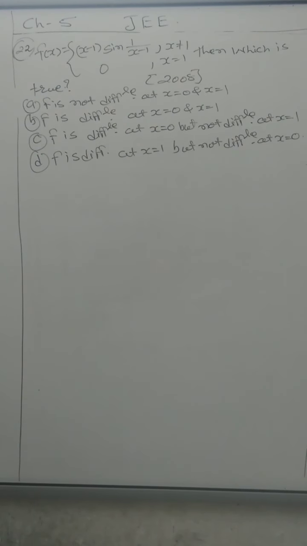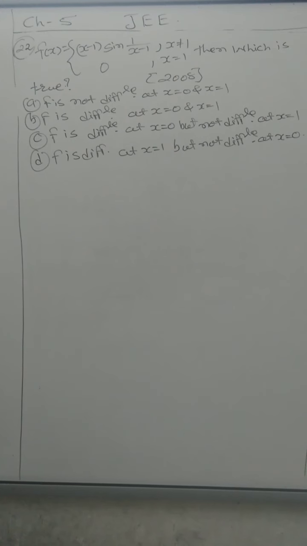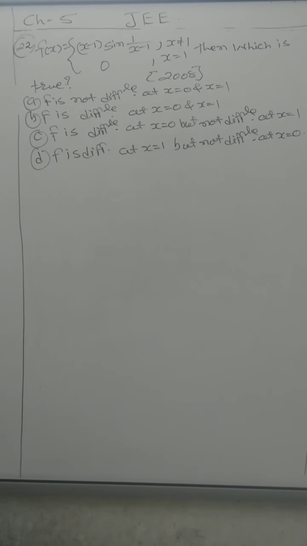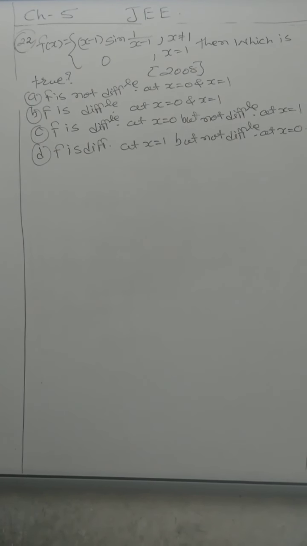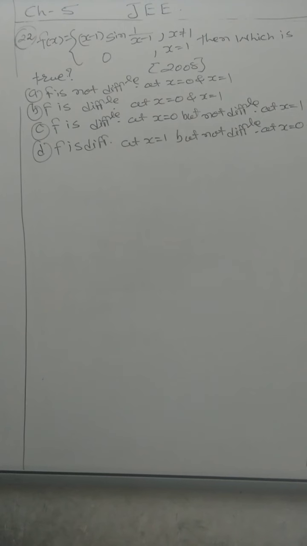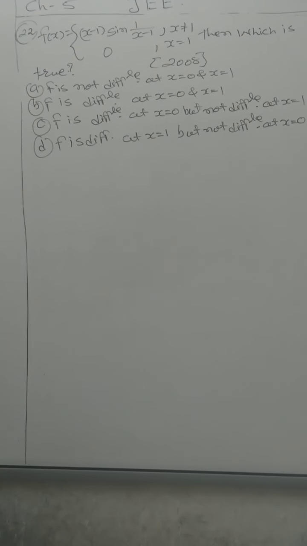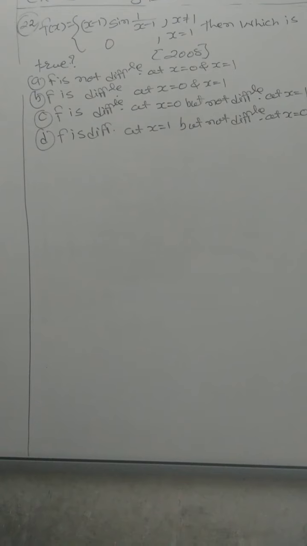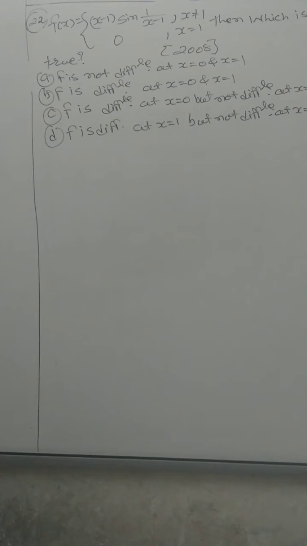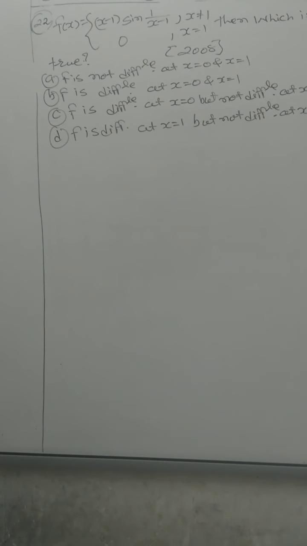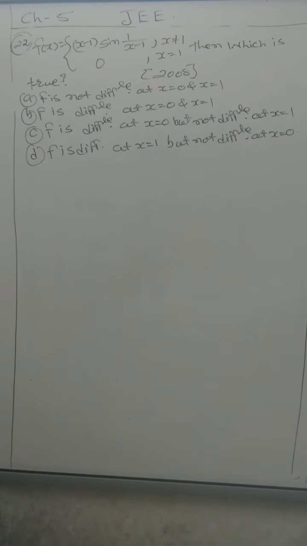Okay, next sum. f(x) equal to (x minus 1) sin(1 upon x minus 1), x is not equal to 1 and it is 0 for x equal to 1. Then which is true? In 2008 this question is asked. Here f is not differentiable at x equal to 0 and x equal to 1, f is differentiable at x equal to 0 and 1, f is differentiable at x equal to 0 but not differentiable at x equal to 1, and D is the reverse, f is differentiable at x equal to 1 but not differentiable at x equal to 0.